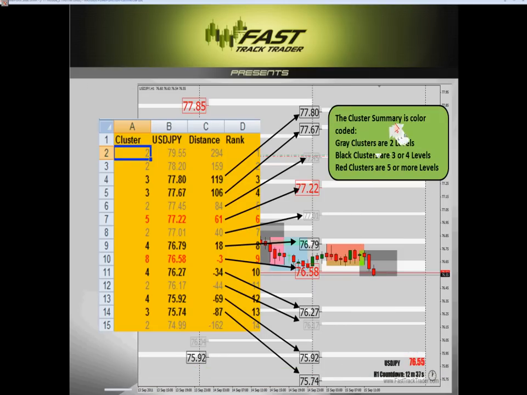So, look at here. The cluster summary report is color-coded. Gray clusters are 2 levels, black clusters are 3 or 4 levels, and the red clusters are 5 or more levels. Okay? They are taken from that summary, and that is what is the indicator that goes directly onto your charts. They line up perfectly. Okay? That's how that works. It's that simple.